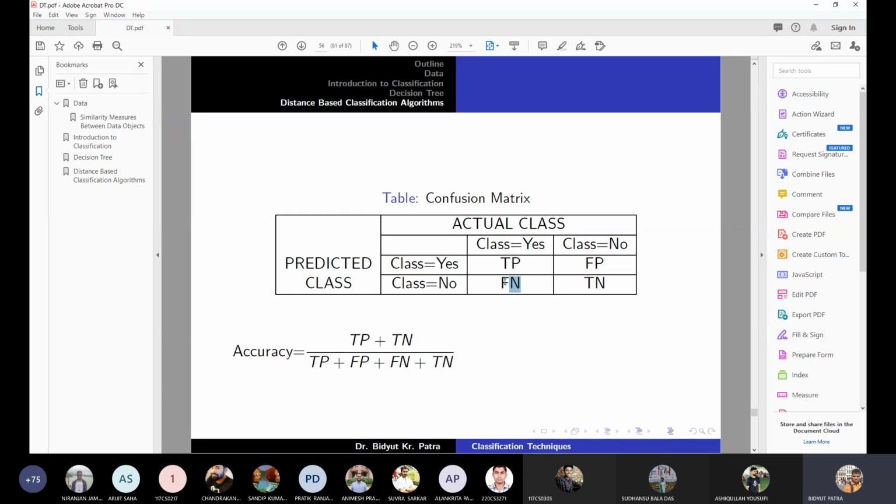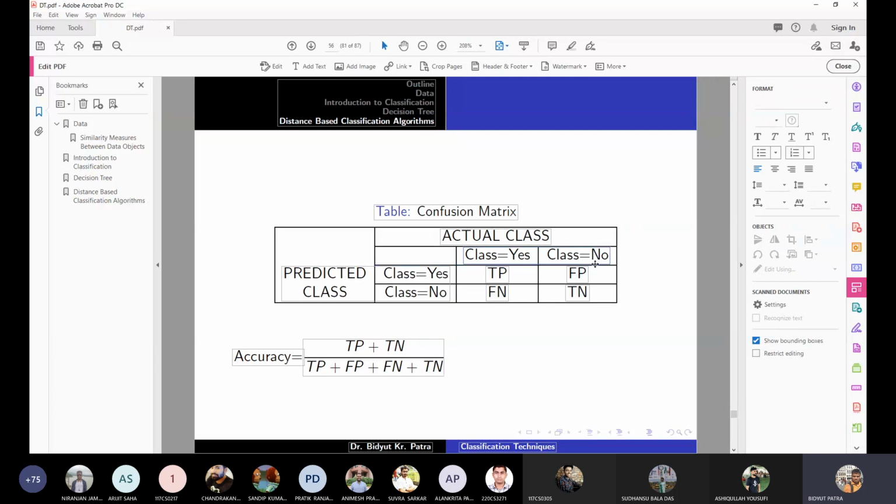So therefore FN. Sometimes FP is called the type 1 error and FN is called the type 2 error. Because in one case it is actually negative class, but the algorithm is saying positive class, and here it is actually positive class, but the algorithm is saying negative class. So both cases are errors, and sometimes FP is called the type 1 error and FN is called the type 2 error.